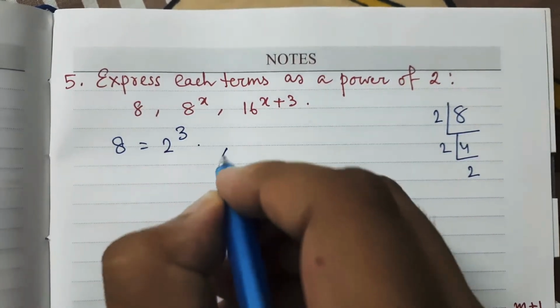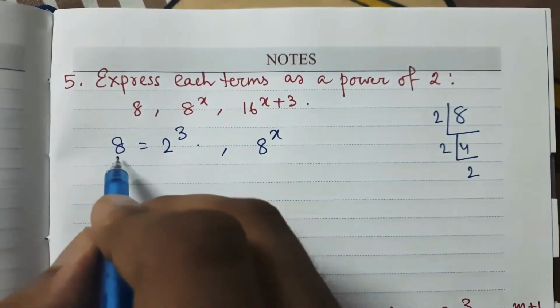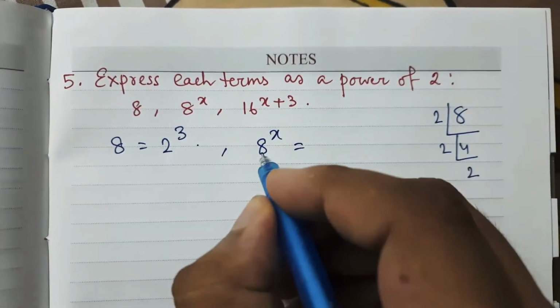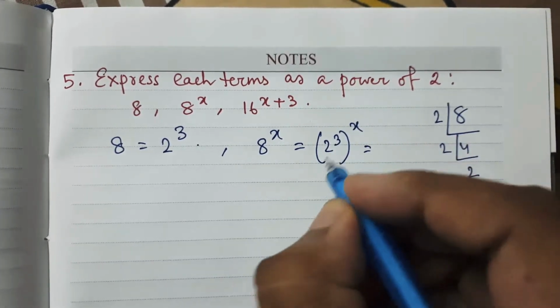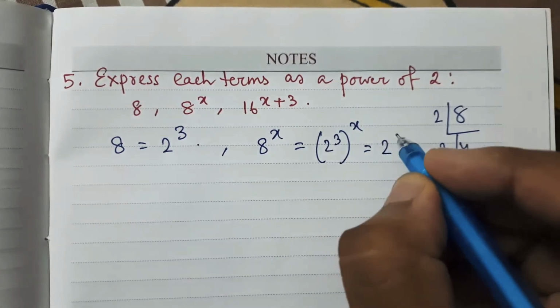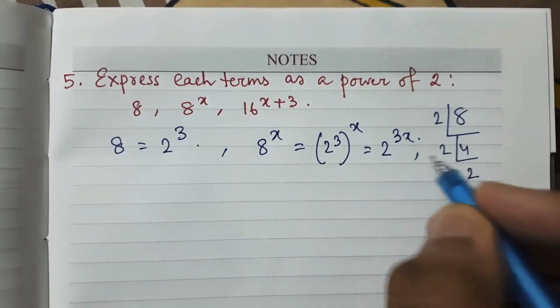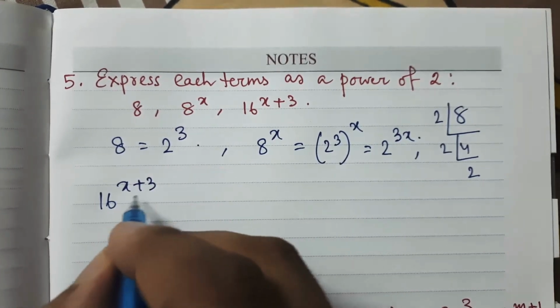So 8 to the power x. Now we already know that 8 equals 2 cube. So just put the value, 2 cube whole to the power x. Now here you can apply formula number 2, power of power. So 2 to the power 3 into x. That is the answer. Similarly, 16 to the power x plus 3, where x plus 3 is the exponent.